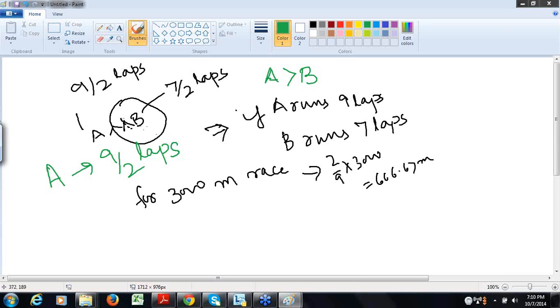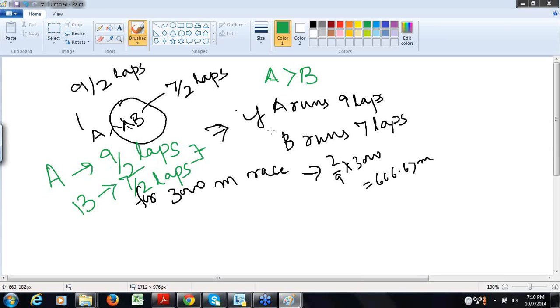And if B has to lap it, so B will cover how much? 7 by 2 laps. Because if anything else is there, then it would have lapped A before that, or it should have lapped A after that. So only one lap difference needs to be in between them. Then only it can be possible.